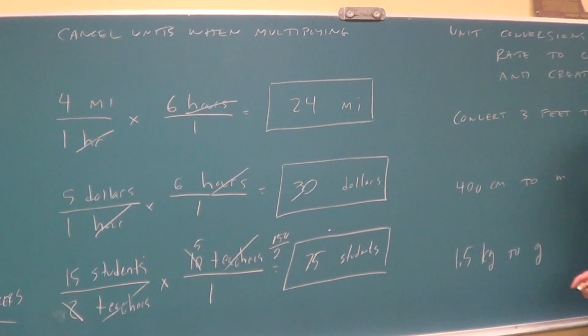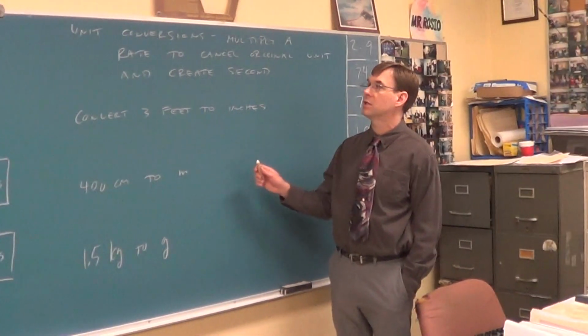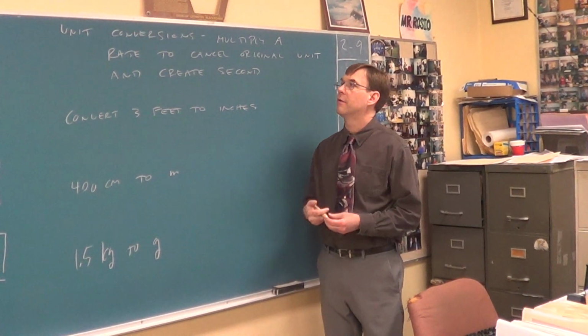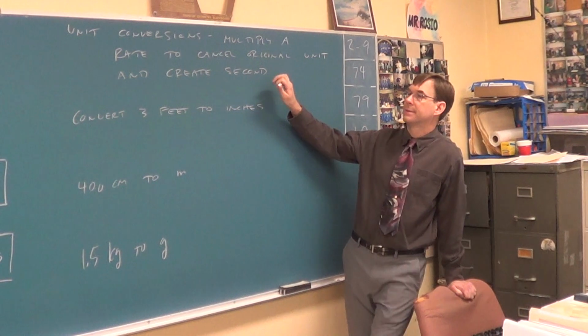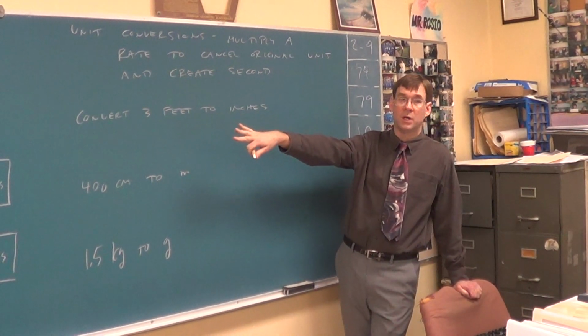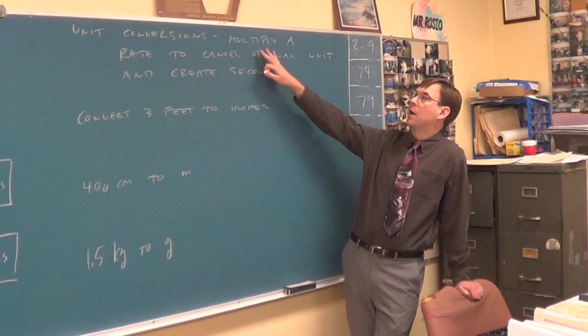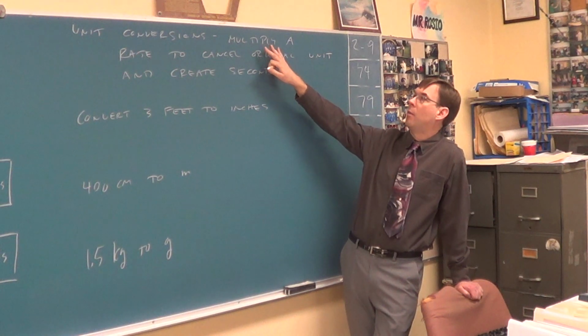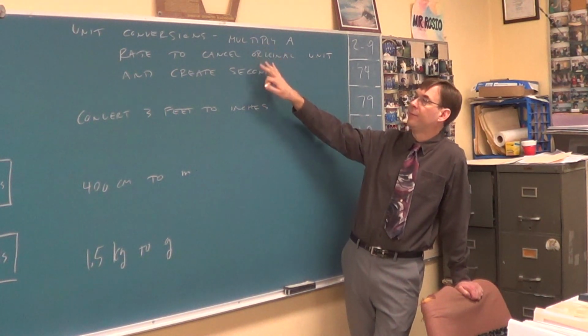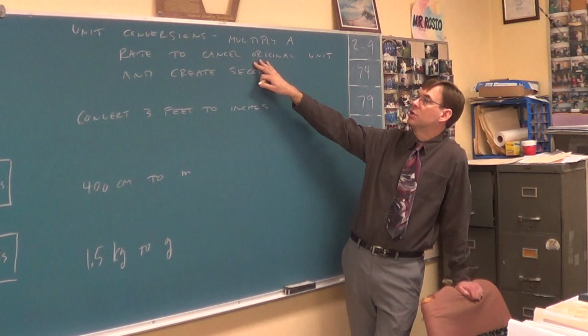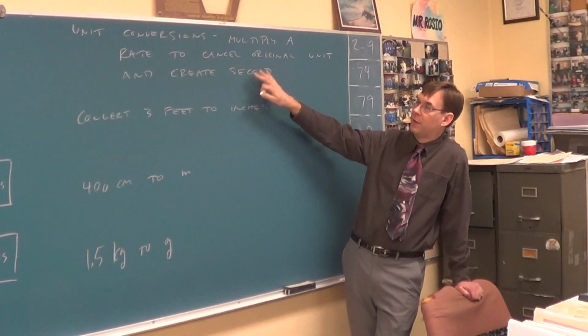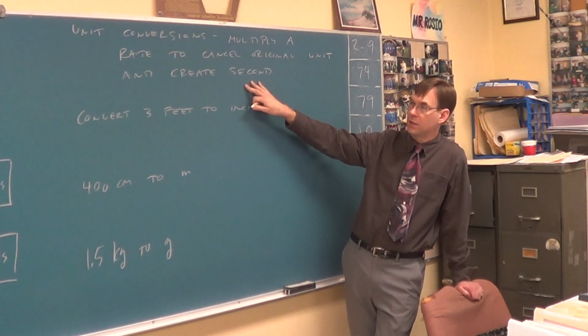So the last thing we're doing is a thing called unit conversions. The way unit conversions work is we're going to make a problem like we just did in that middle column. We're going to create a multiplication problem where we multiply by a rate. That's going to cancel the first unit we started with, and it's going to create a second unit.